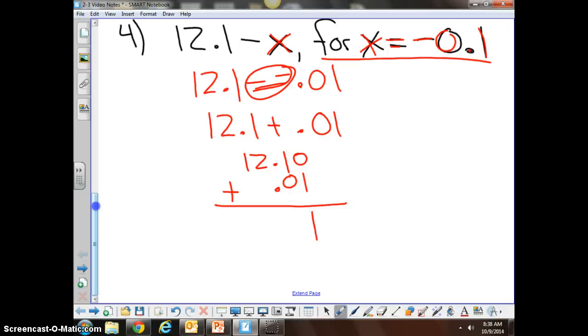0 plus 1 is 1. 1 plus 0 is 1. Drop my decimal. 2 and nothing, we can put zeros here too. 2 and nothing is 2. 1 and nothing is 1. Final answer, 12 and 11/100ths.